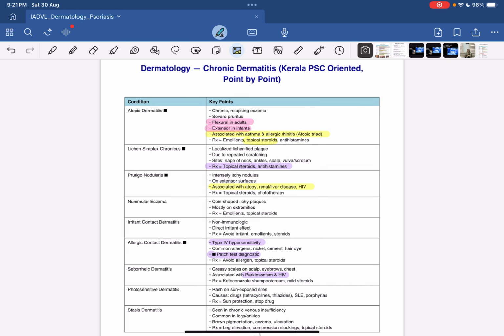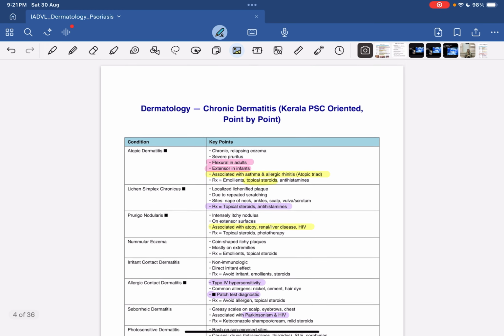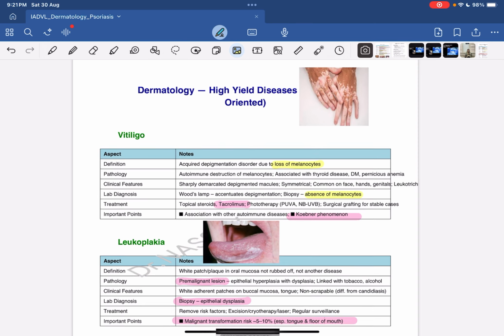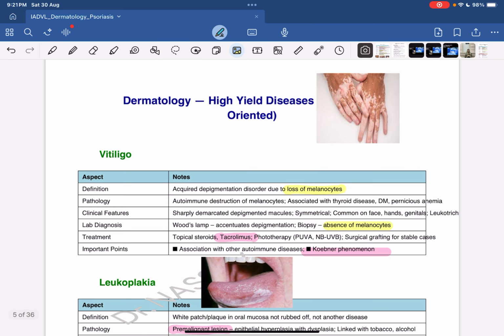Okay, then coming to the next topic, vitiligo. Vitiligo is an acquired depigmentation disorder due to the loss of melanocytes. So, skin will appear white. It is an autoimmune destruction of melanocytes, and it is associated with thyroid disease, diabetes mellitus, pernicious anemia.